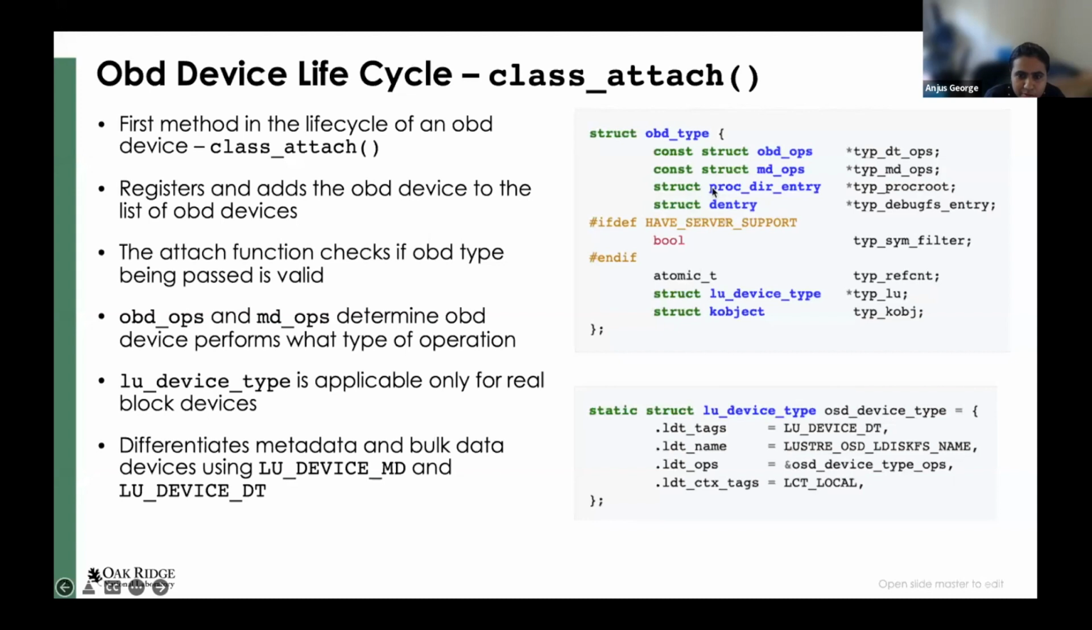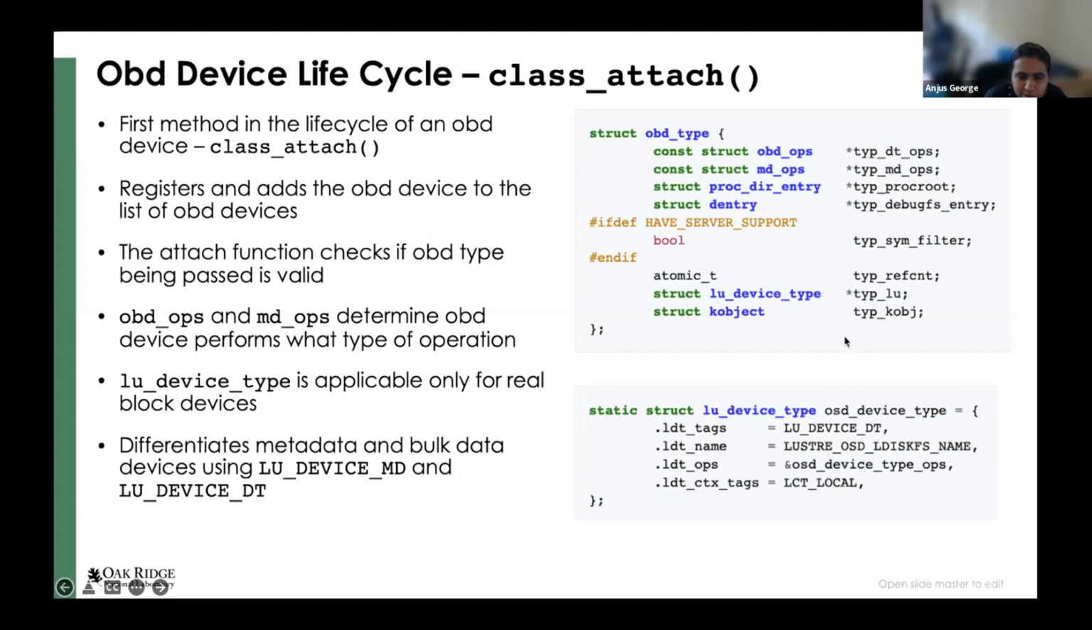Two types of operations defined in this structure are OBD ops, data operations, and MD ops, that is metadata operations. These operations determine if the OBD device is destined to perform data or metadata operations or both.